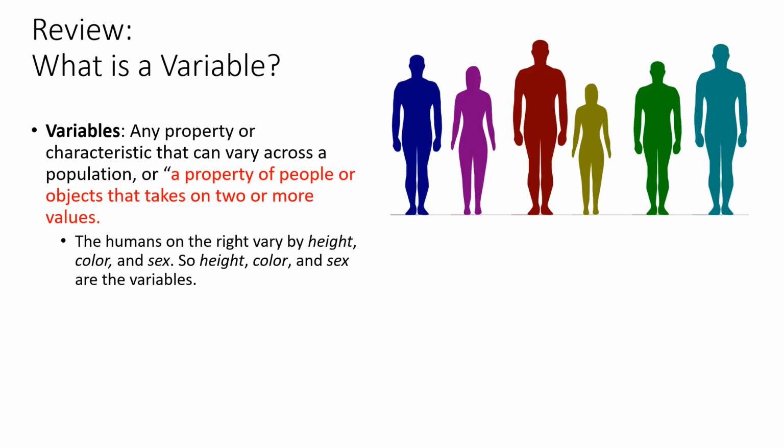So here we have a bunch of humans on the right, and they vary in a bunch of ways. They vary by height. Some are taller than others. They vary by color. They're all different colors. They vary by sex. Some are male, some are female. So at least in this little sample of people, the variables are height, color, and sex, the ways that these people differ.